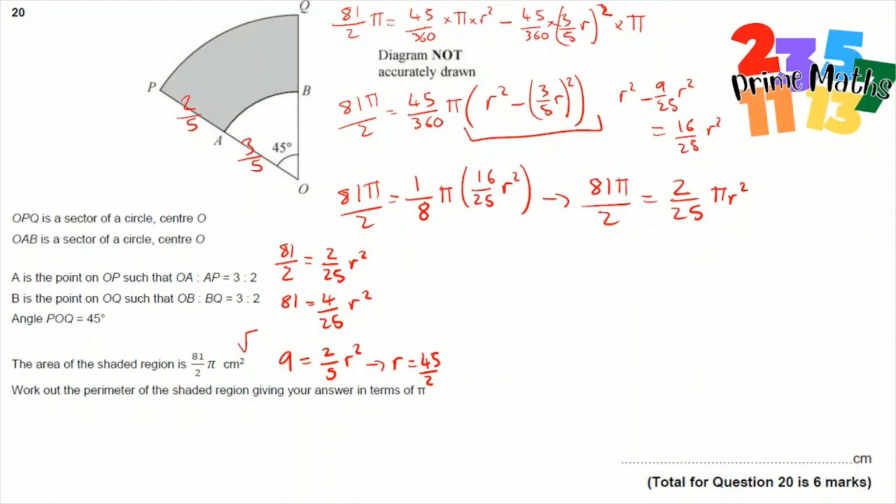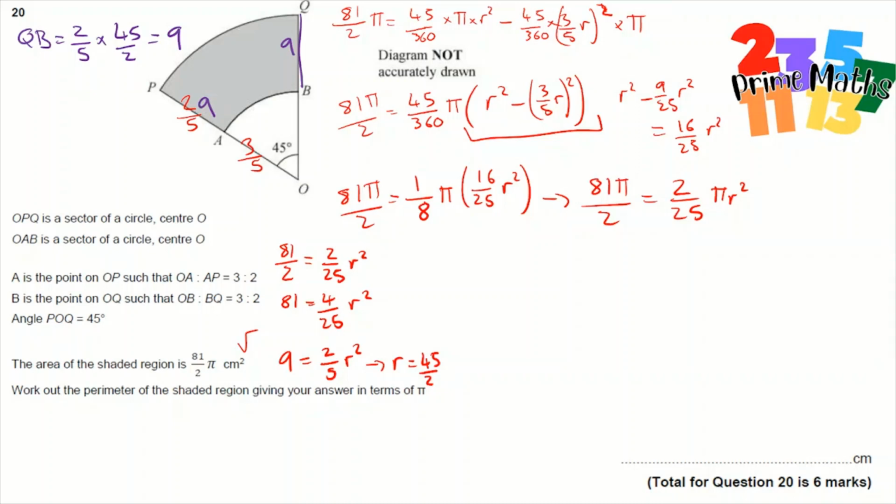The perimeter of the shaded region is the length of the arc, 2 lots of 2/5 of the radius, and then the length of the smaller arc. So we know that the length of Q to B and P to A are the same, so I know that the length from Q to B is 2/5 of 45 over 2, which is 9. So Q to B is 9 and P to A is also 9.